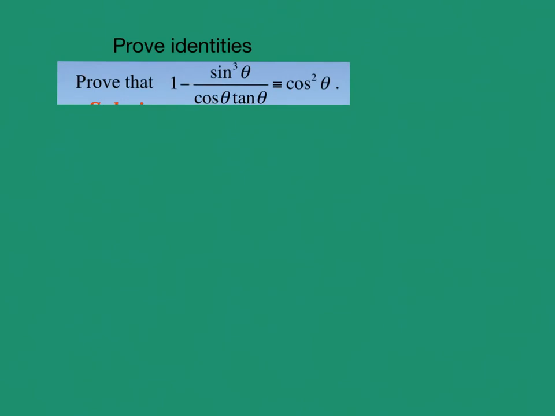Now, the last question type in this video. Prove identities. Now look at this one. Prove that this one equals cosine square theta. And what you need to pay attention to is remembering the format of proving identities. First, let's start from the left hand side. I write down LHS and then equals, and copy the left hand side of the identity first.